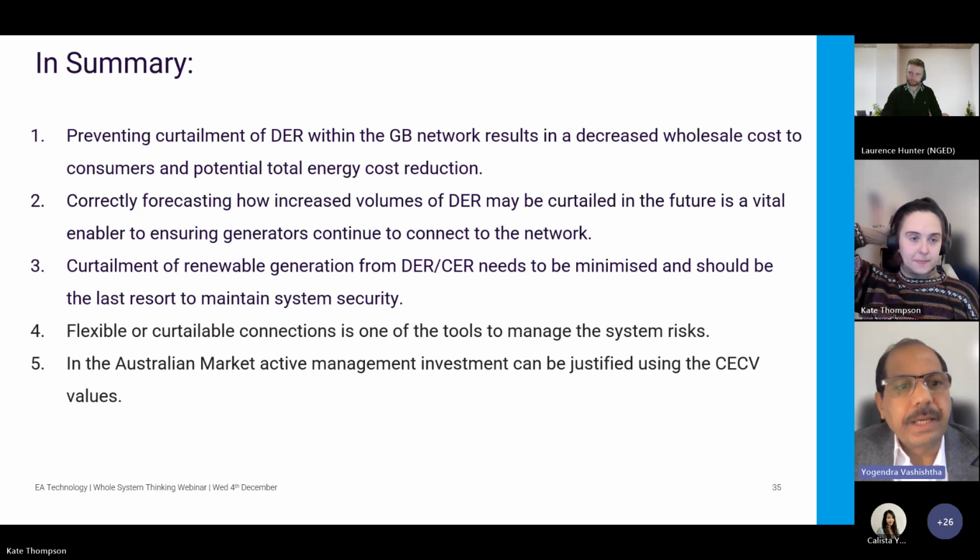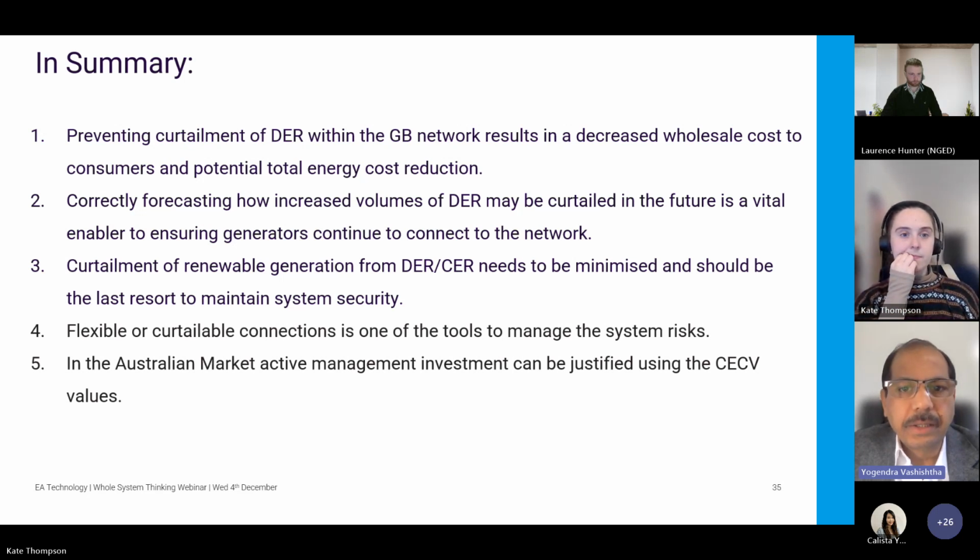But the key is correctly forecasting how the DER uptake will actually result in the likely curtailment, and ensuring that they connect to the network, and how do we connect it? What is the best mechanism to do that? The curtailment of renewable generation needs to be minimized and should be a last resort to maintain the system security, without doubt. Flexible or curtailable connection is one of the tools to manage the system risk.